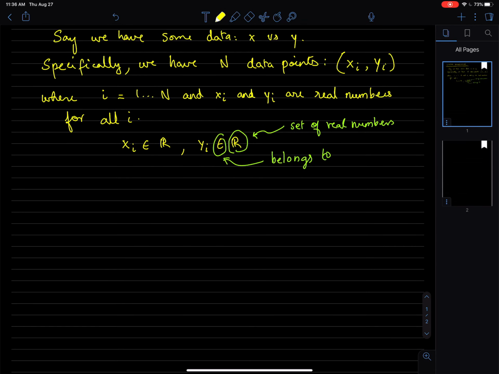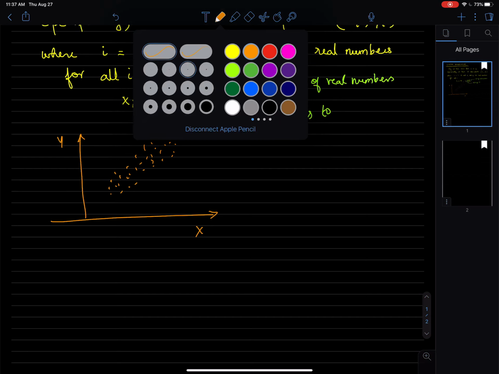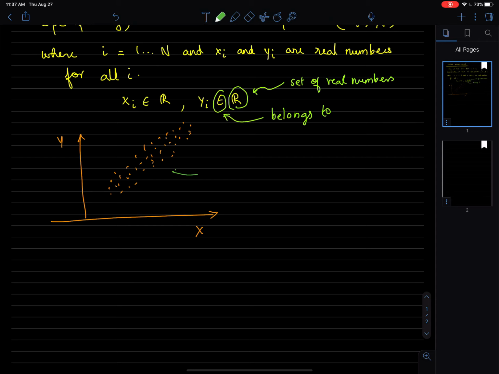Okay, so that's what we have. We have n ordered pairs xi and yi, and let's make a plot that is perhaps a bit representative of x and y, something like this. I'm just making up some data set, and this would be called a scatter plot of the data.